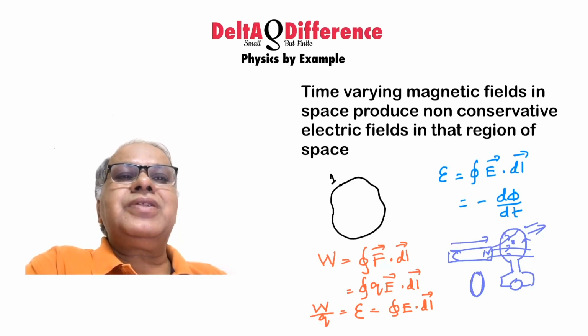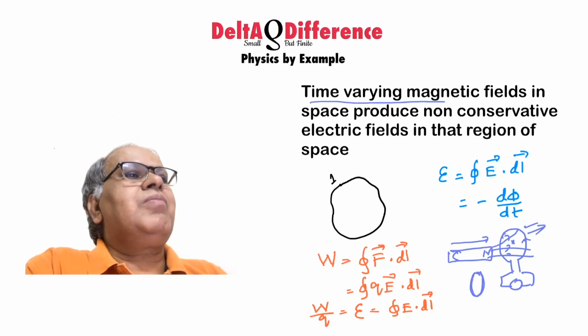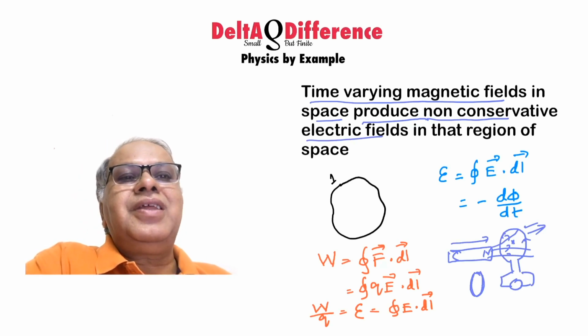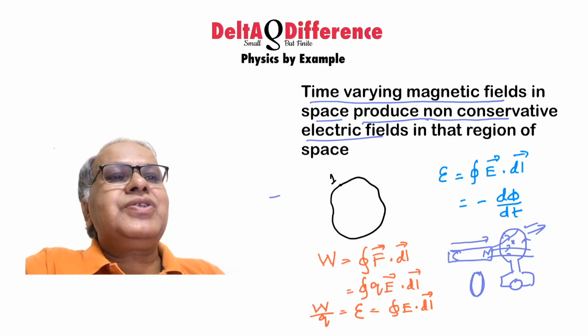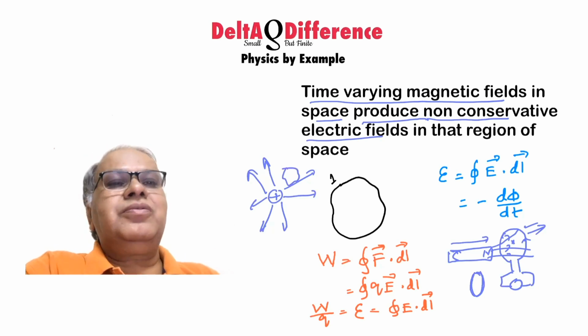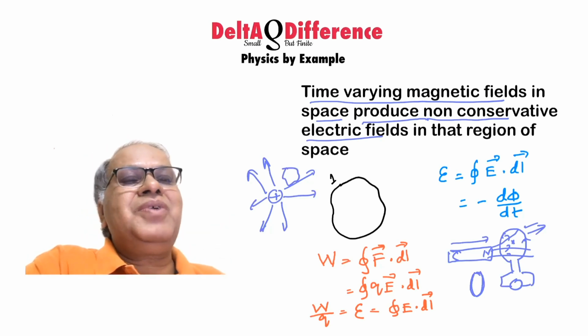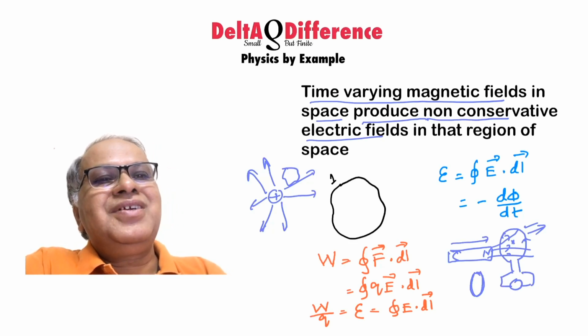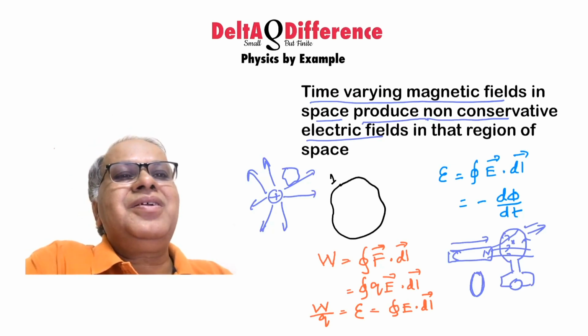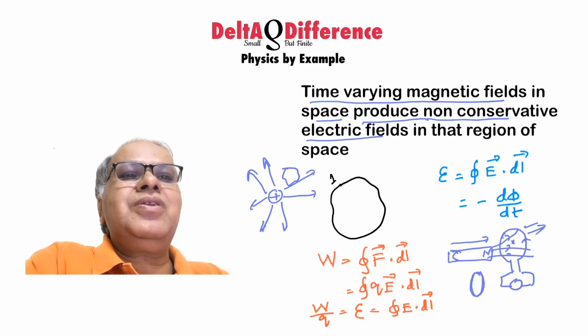So the first part we need to remember is that time varying magnetic fields in space produce a non-conservative electric field. That's very important. The electric field produced by electric charges is a conservative field. In such fields, the work done to move a charge in a closed path will be zero. But here, the work done cannot be zero, isn't it? When current flows, some heat is lost. So work is not zero here. Therefore, the field formed must be non-conservative.